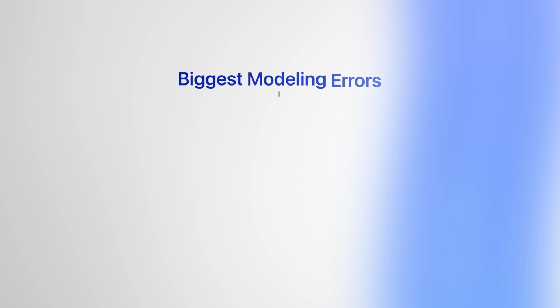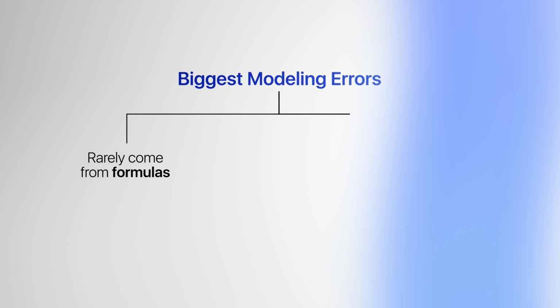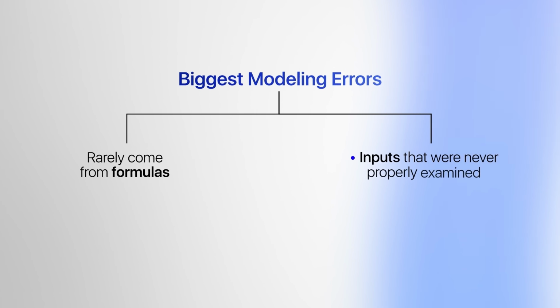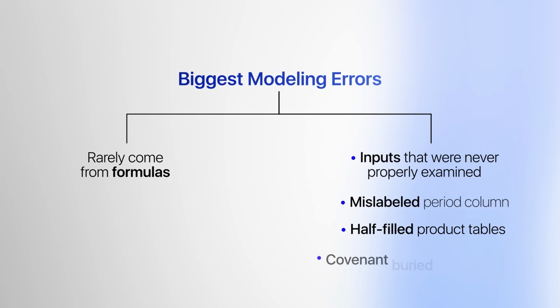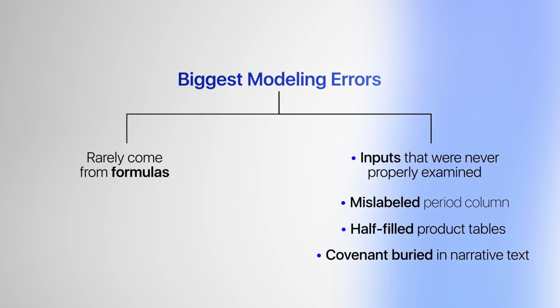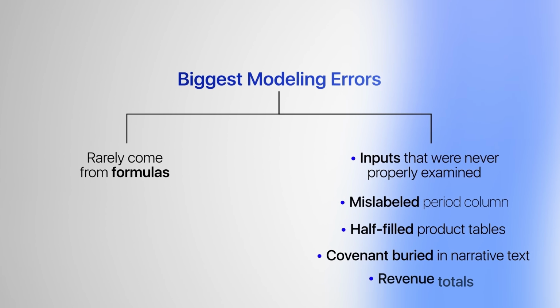Now, in real finance work, the biggest modeling errors rarely come from formulas. They usually come from inputs that were never properly examined, or a mislabeled period column, or it could also be from half-filled product tables, or a covenant buried in narrative text that was never translated into numbers, or it could be something as simple as a revenue total that doesn't add up to the product detail.